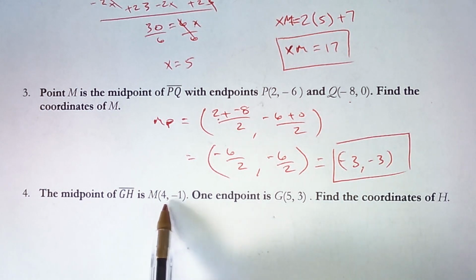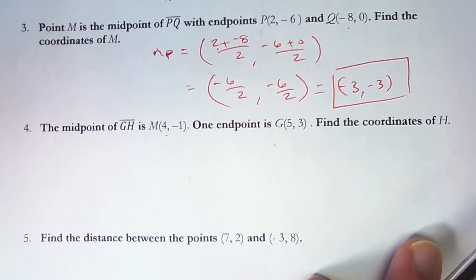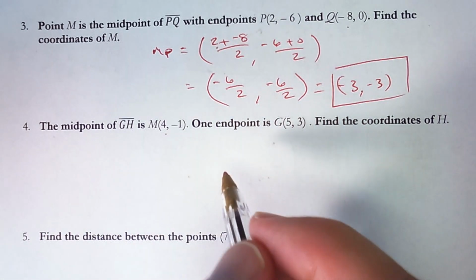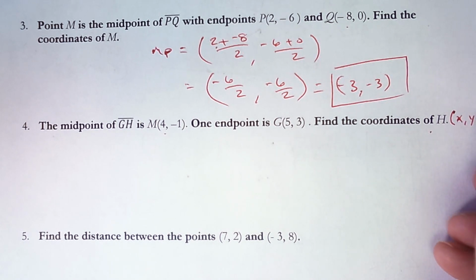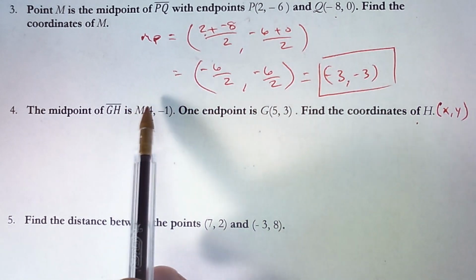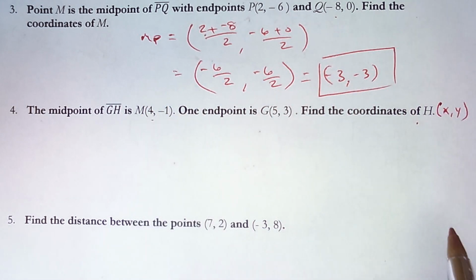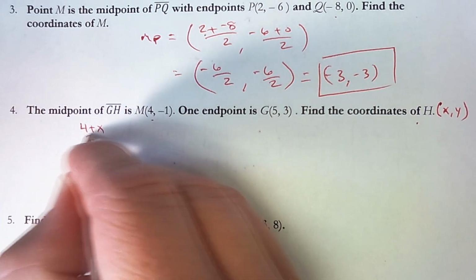Okay? This time we are given the midpoint and one endpoint. Okay, so the midpoint is found by doing the average of the x's, but I don't know one of the endpoints. So this, we're just going to call that the coordinates x, y. So when I add my x's and divide by 2, I get 4 plus x over 2.